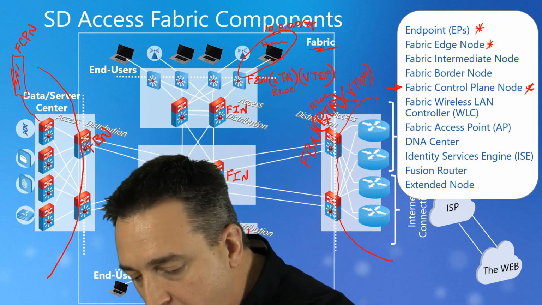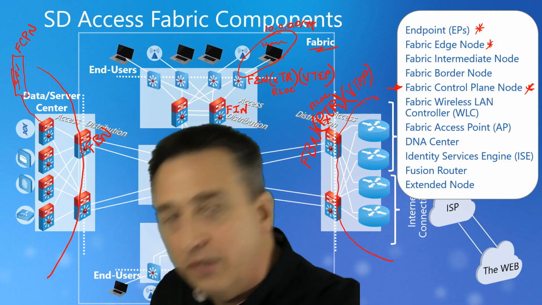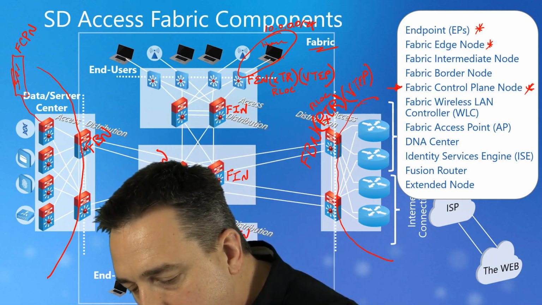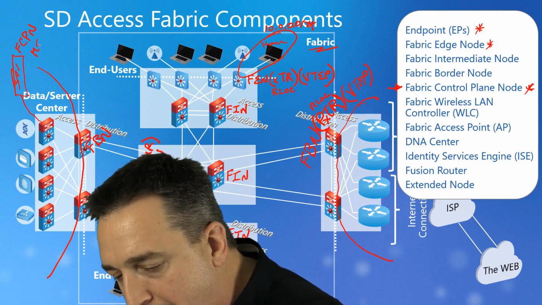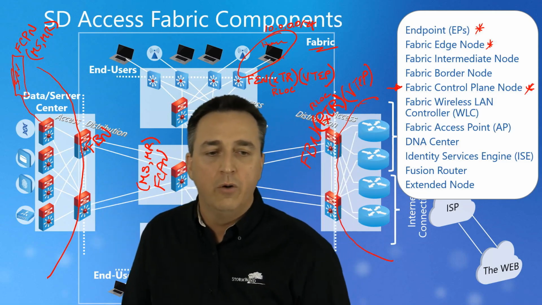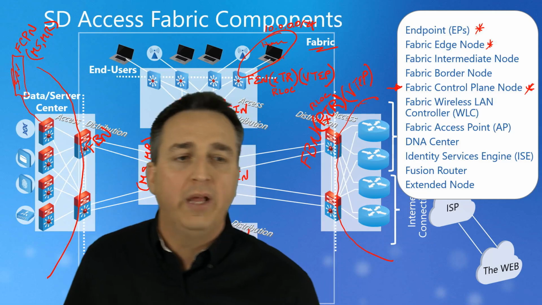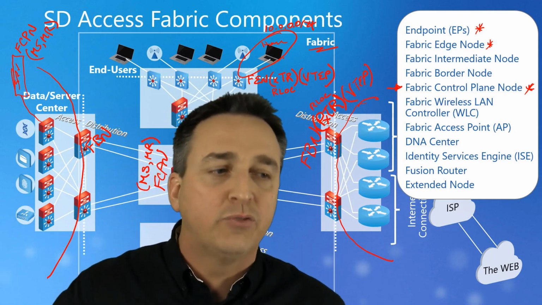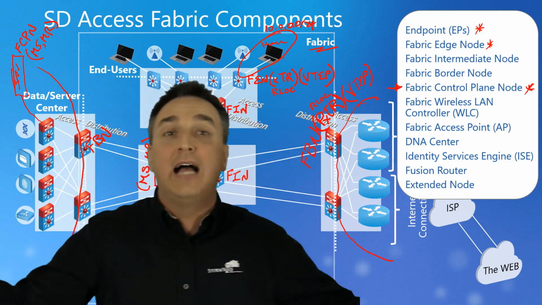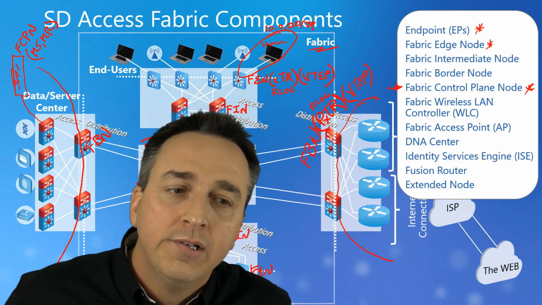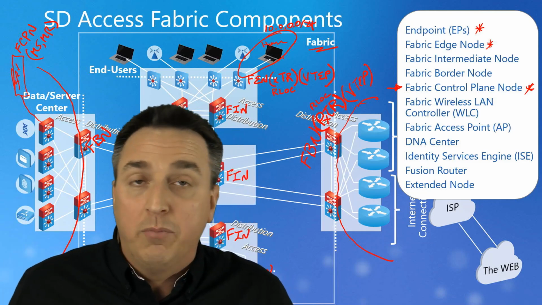But if we make it our fabric control plane node, then it's going to run LISP. What's it going to become in the world of LISP? Mapping server, mapping resolver. That's right. Good job, Conrad. So the fabric control plane node is a mapping system that manages the endpoint IDs to device relationships and stores information in a centralized local database. Any device in your fabric, you could make it that. It could even be a device outside your fabric.